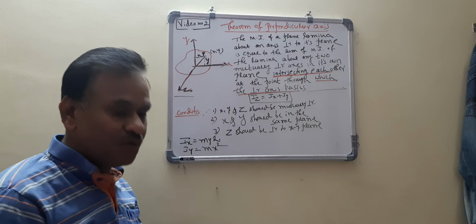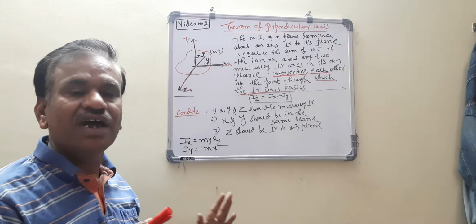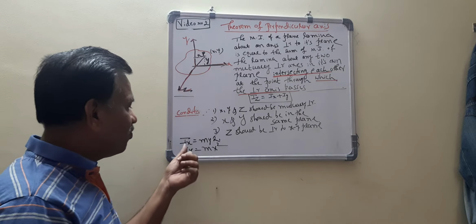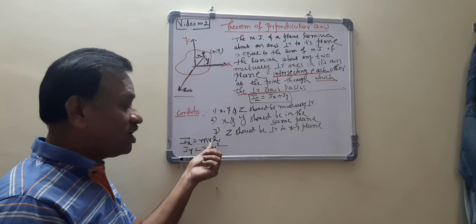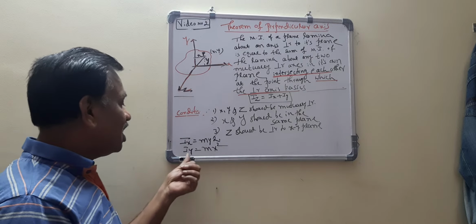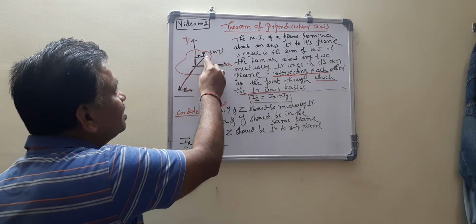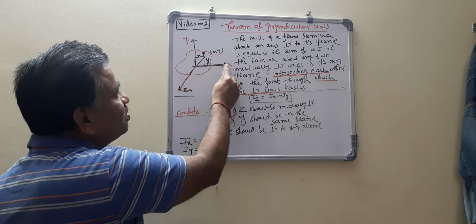This is the theorem of perpendicular axis. Only the statement is there, and also this. Don't forget Ix equals M into Y square, Iy equals M into X square, because this object rotates about this point.